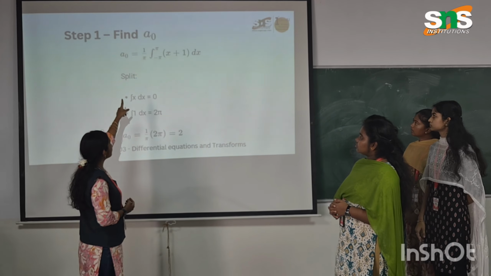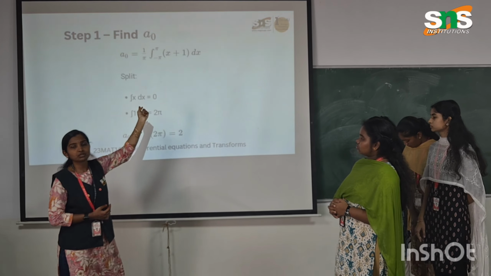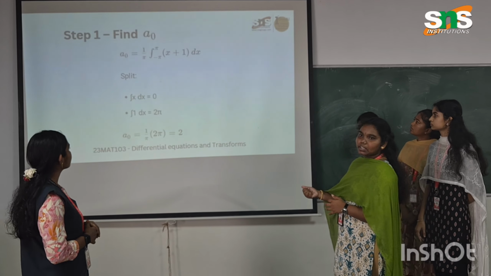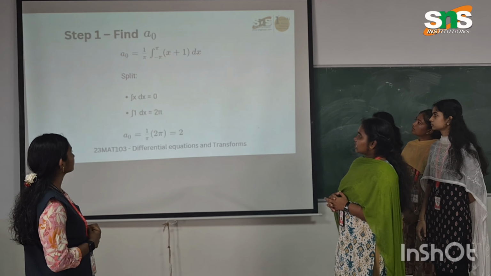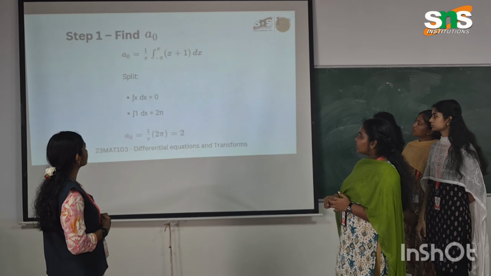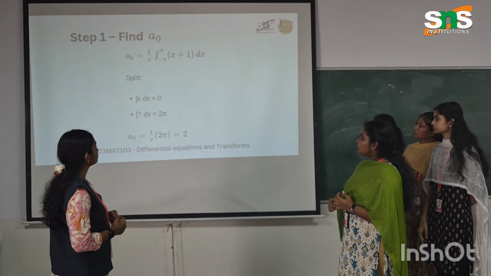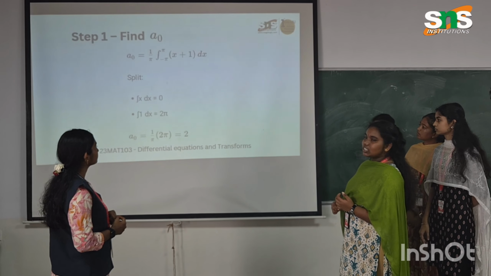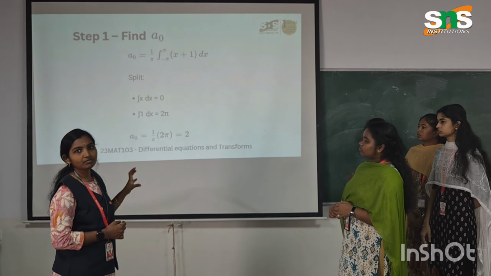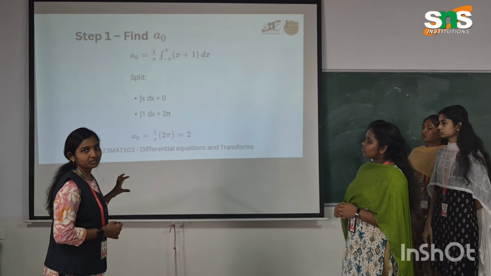Next slide. So this has been implemented in the Fourier coefficient formula. Here we split it into two parts. The integral of x dx becomes 0 and the integral of 1 dx is equal to 2 pi. Finally, a naught is equal to 1 by pi into 2 pi, which is equal to 2. So we have found the value of a naught, the first Fourier coefficient. Next.